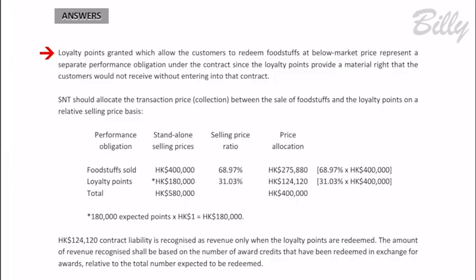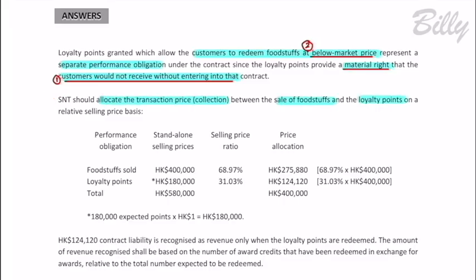The loyalty points granted, which allow customers to redeem goods and services at below market price, represent a separate performance obligation under the contract, because this represents a material right to the customer. The customer is only entitled to a right if they enter the contract now. It allows the customer to redeem for goods and services below the standalone selling price in the future. A portion of the transaction price should be assigned to this loyalty point. Two components here, the goods and services and the loyalty points. After the allocations, this is the amount that we discussed earlier on. This amount is considered a contract liability. It's recognized as revenue only when the loyalty points are redeemed.